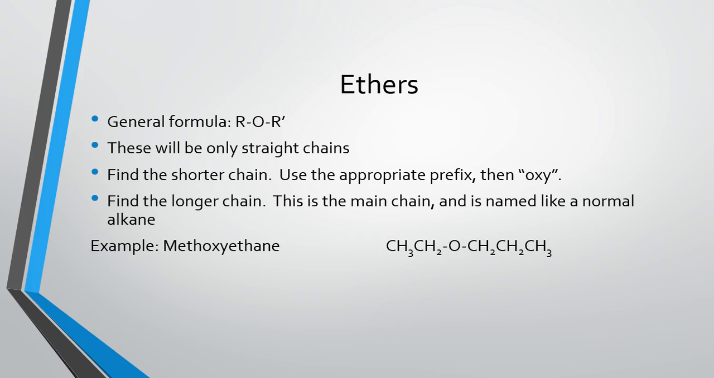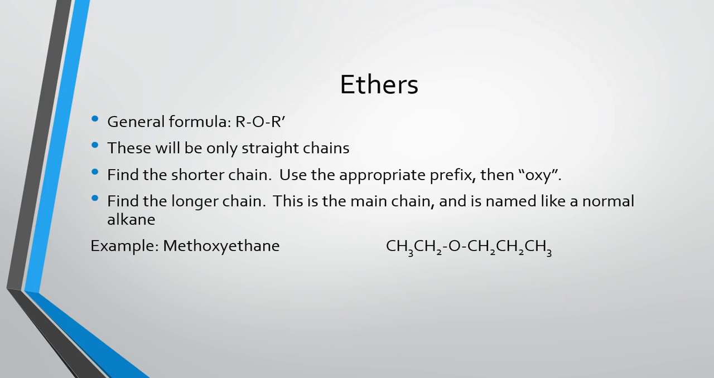Okay. For ethers, the general formula is ROR, not actually, it's ROR prime. So what that means is that we have a carbon chain, a bridging oxygen, and then another carbon chain. They could be the same or they could be different. You're only going to have to name straight chain ethers in this class.